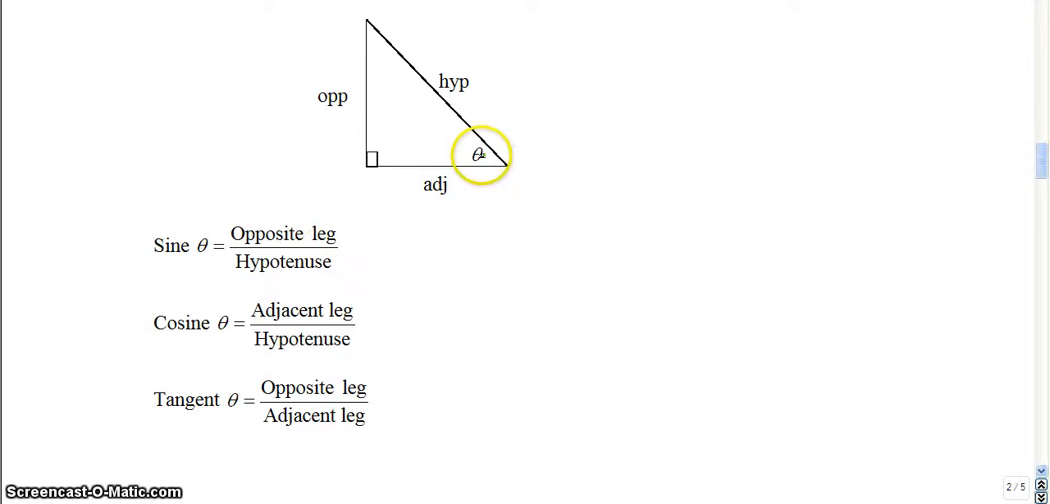This little symbol right here is called theta. It stands for that angle. It's a Greek letter. From this angle we have the opposite side, the one that's not touching it. We have the hypotenuse, which is obviously opposite the right angle, and then the other adjacent side that's not the hypotenuse, we just call the adjacent. And the sine ratio is opposite length divided by hypotenuse length. So sine is opposite over hypotenuse.